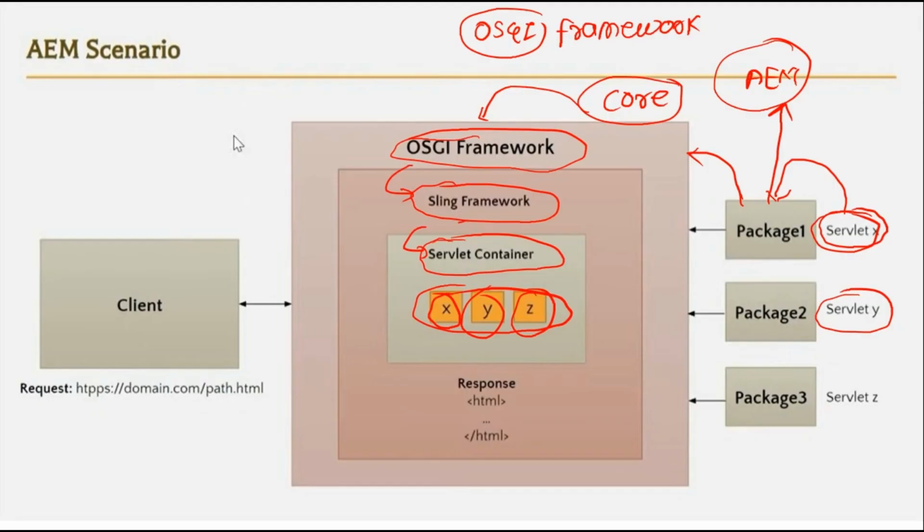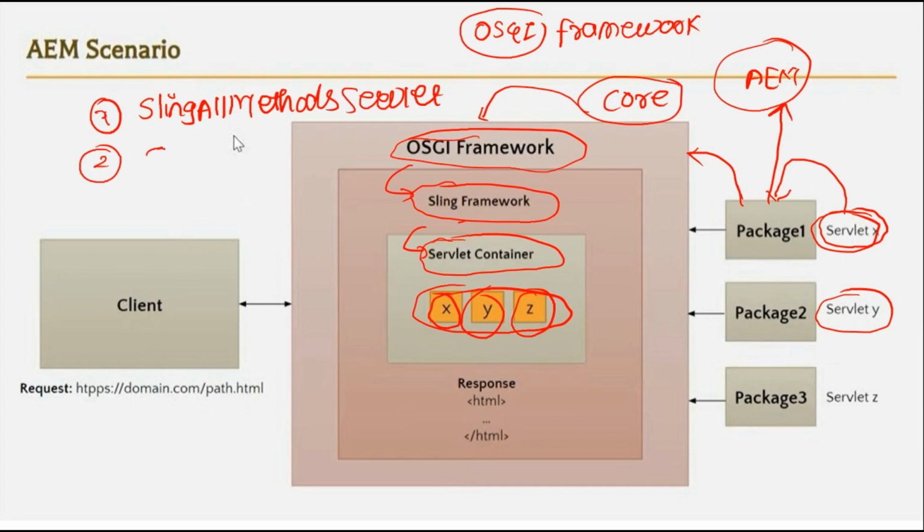We have a lot of ways by which we can create it, and I'll explain them one by one. In our AEM we have only two ways: SlingAllMethodsServlet, and the second one, SlingSafeMethodsServlet. So these are two classes by which we can create the servlet.